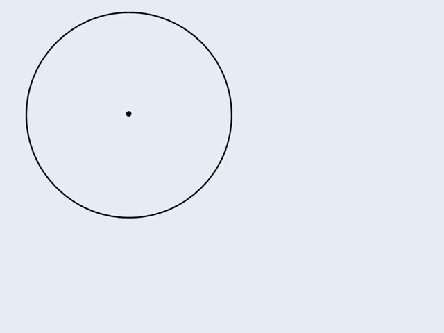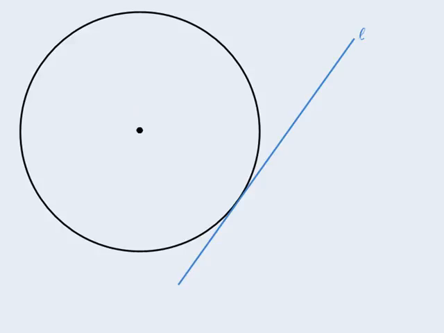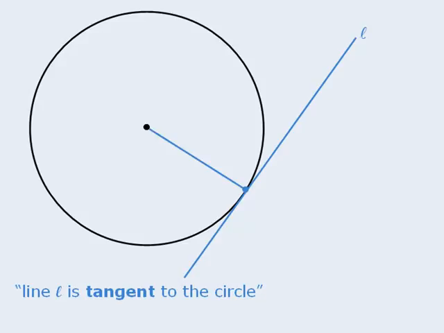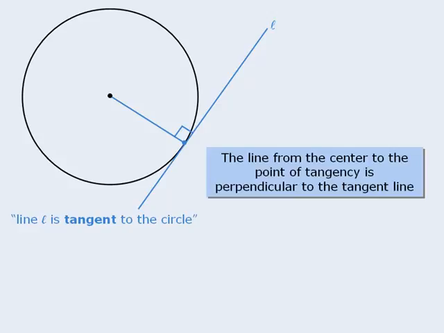Okay, here's one last property. It begins with a definition. If we have a line that touches a circle at only one point, then we say that that line is tangent to the circle. Now, if we draw a line from the center of the circle to the point of tangency, then this line will be perpendicular to the tangent line. So we will say that the line from the center to the point of tangency is perpendicular to the tangent line.